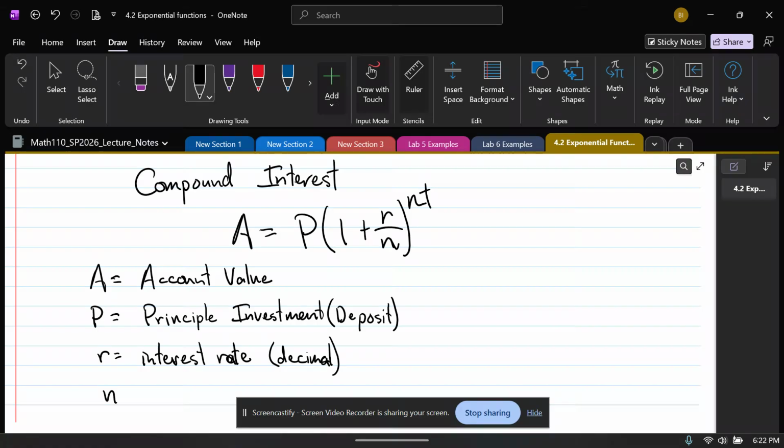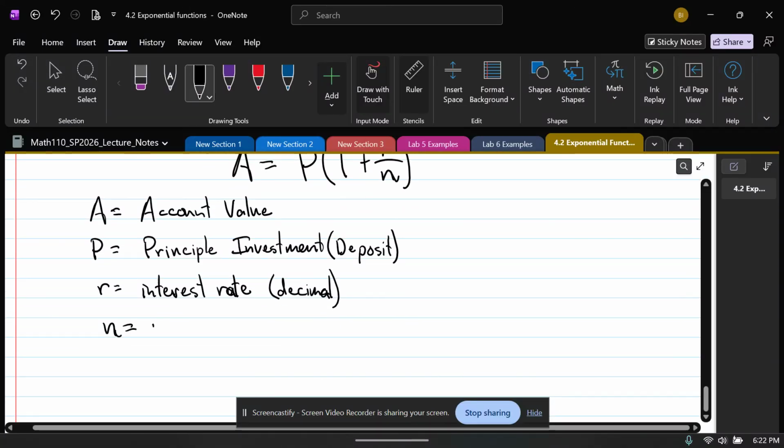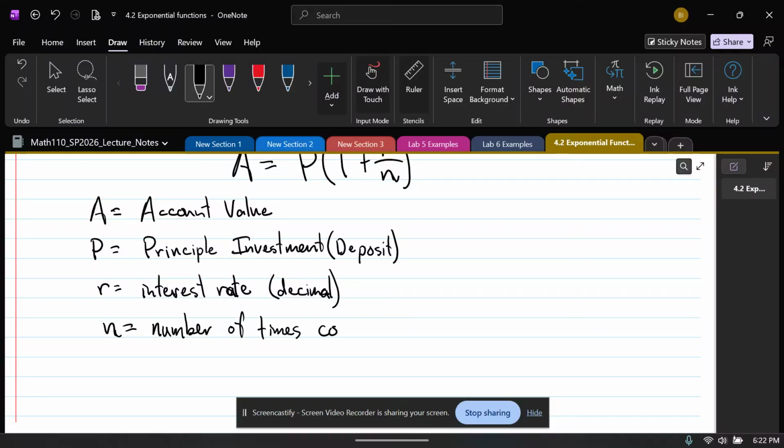The N is the number of times compounded in a year.